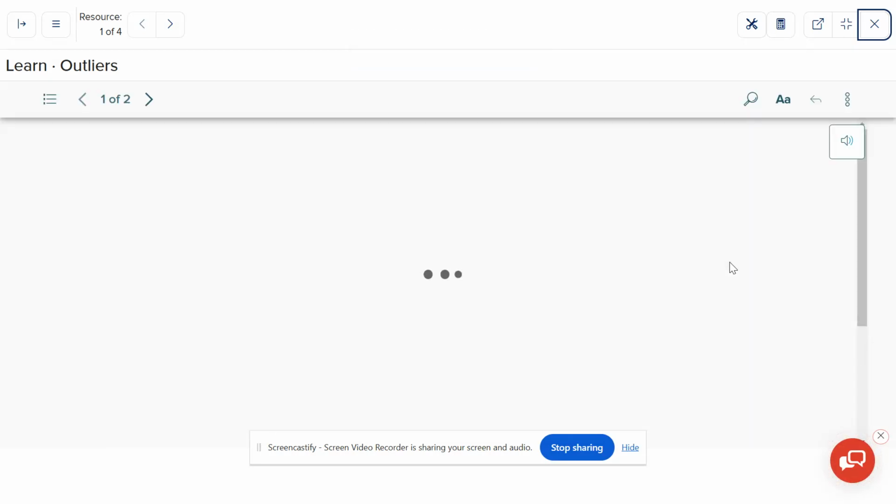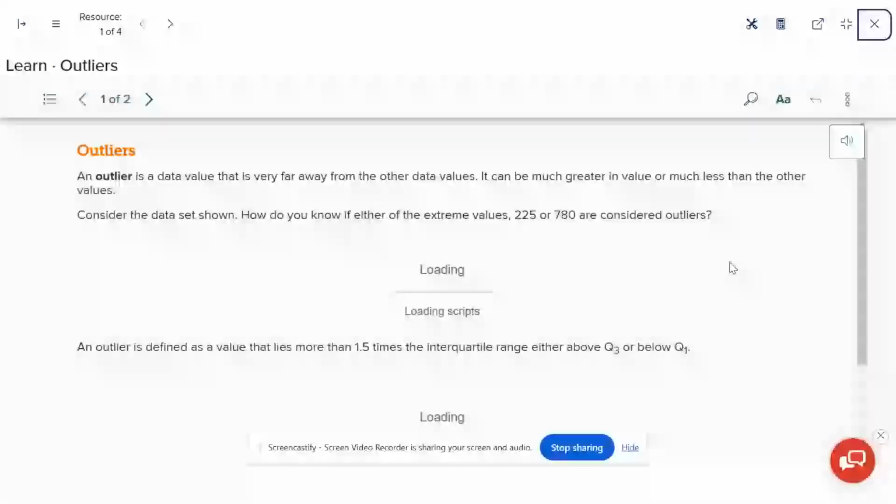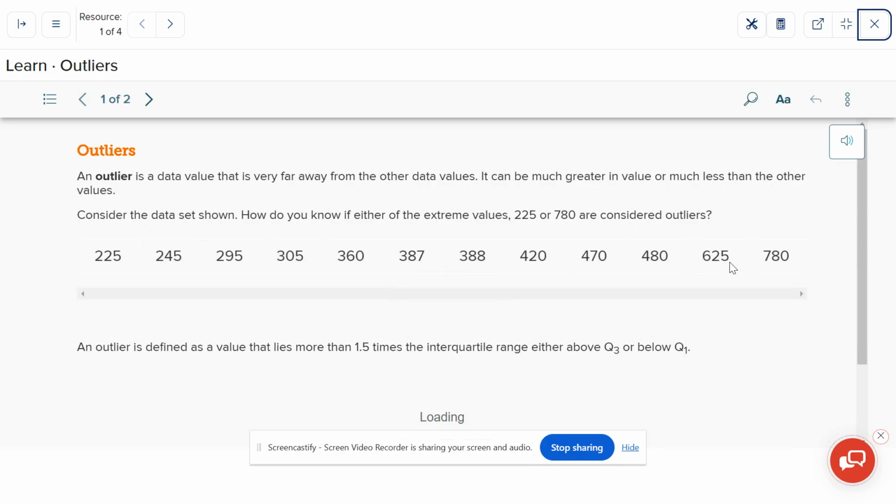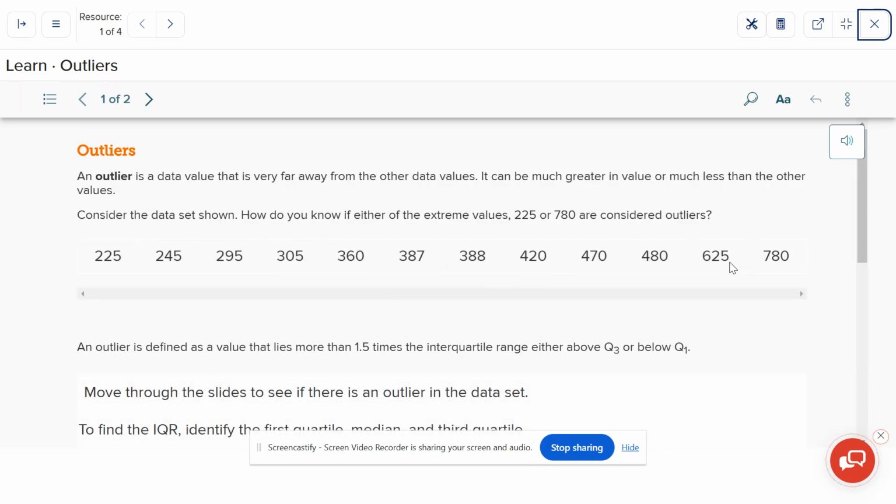This is lesson 10-6, which is outliers. Outliers are kind of fun and interesting. So here we go. An outlier is a data value that is very far away from the other data values. It can be much greater in value or much less than the other values.